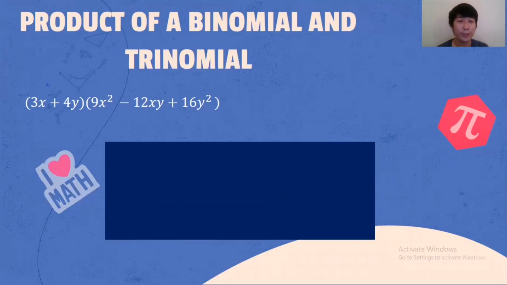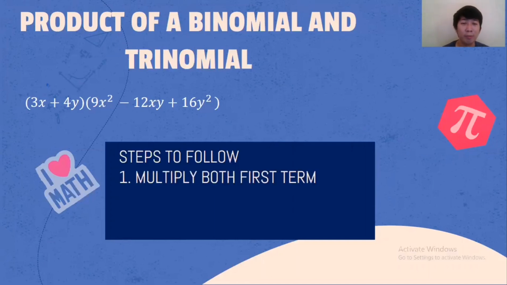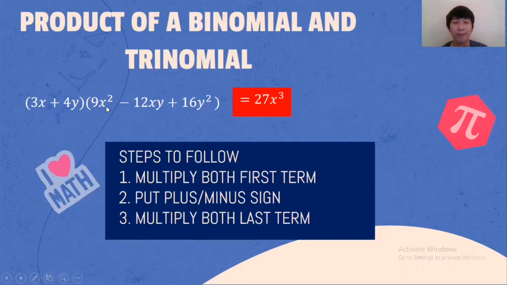Okay, the last example for today. Given the quantity of 3x plus 4y times the quantity of 9x squared minus 12xy plus 16y squared. Let's try to follow the steps. The first one, multiply both first terms. 3x times 9x squared. 3 times 9, 27. X times x squared, that could be 27x cubed. Put a plus or minus sign based on this part. So that's positive or plus.